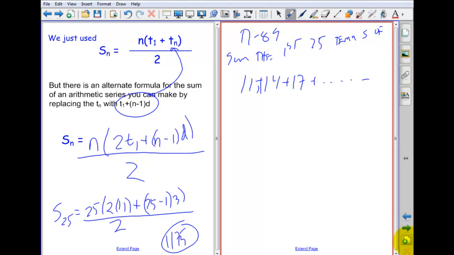Well, you can use the sum notation. But you need a formula for the nth term first. And we know that, right? 11 plus x minus 1 times 3, right? And then have x go from, careful, x is the index. And that's what you know. 1 to 25. Okay. If you want to use 0, then you go 0 to 24 and change this to 11 plus 3x.